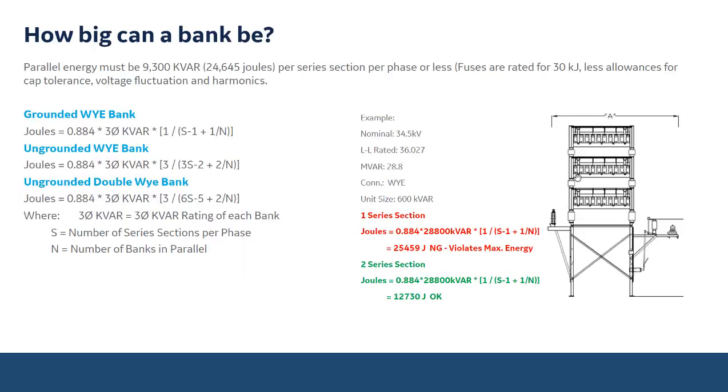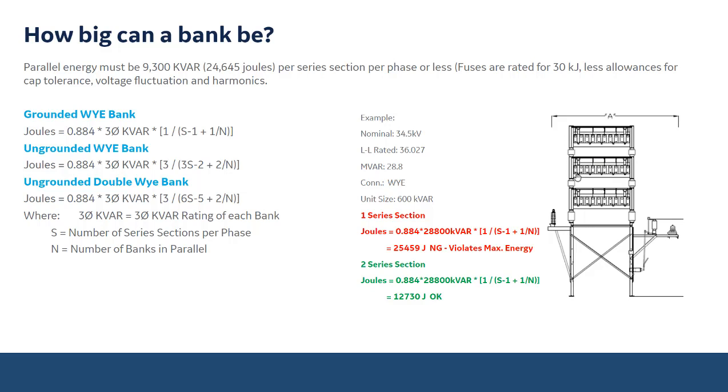One of the common questions that I get is how big can a capacitor bank be? And we talked about that parallel energy calculation. It must be 9,300 kVAR or 24,645 joules per series section per phase or less. The fuses that we use for externally fused are going to be rated for 30 kilojoules or less, and that allows for the cap tolerance, the voltage fluctuations, and unwanted harmonics in that system.